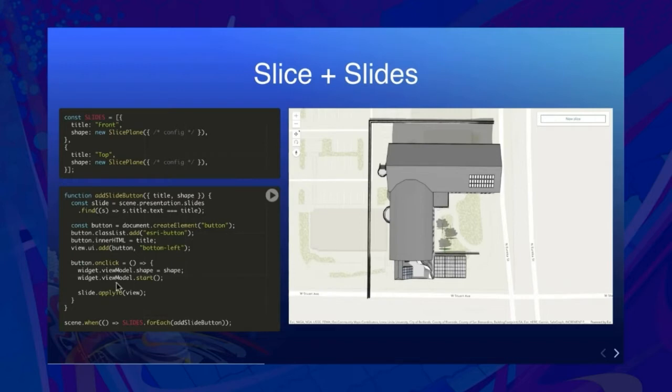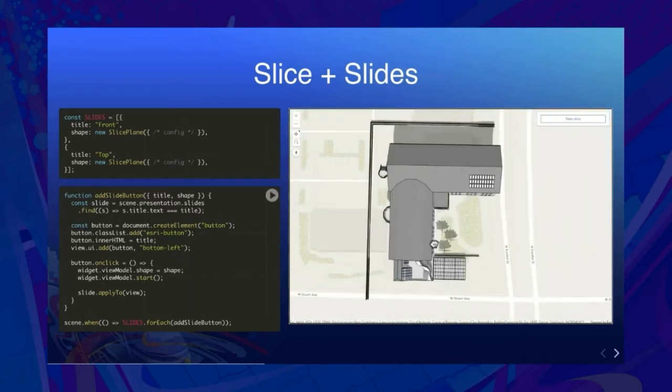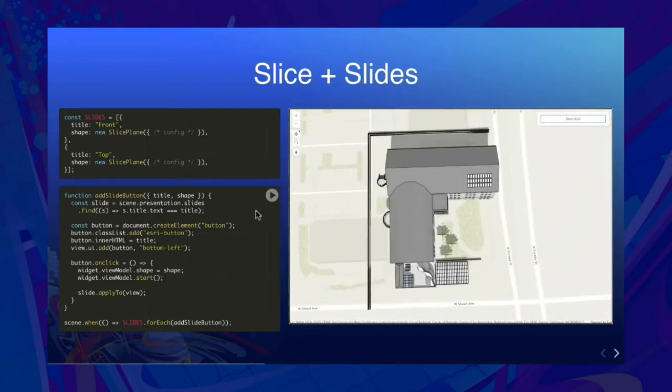So I will apply the plane. This is just like we did before. Finally, I will apply my slide to the view. This will move the camera to the correct viewpoint, either to the front or to the top. Let's try that and see what we get.